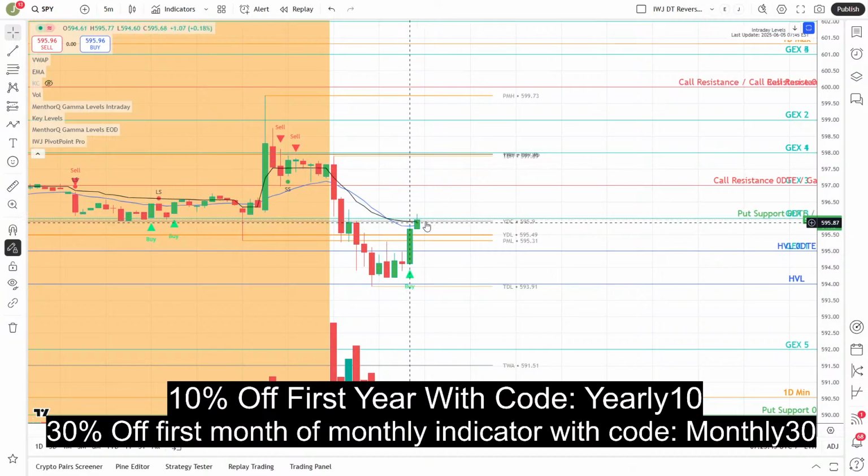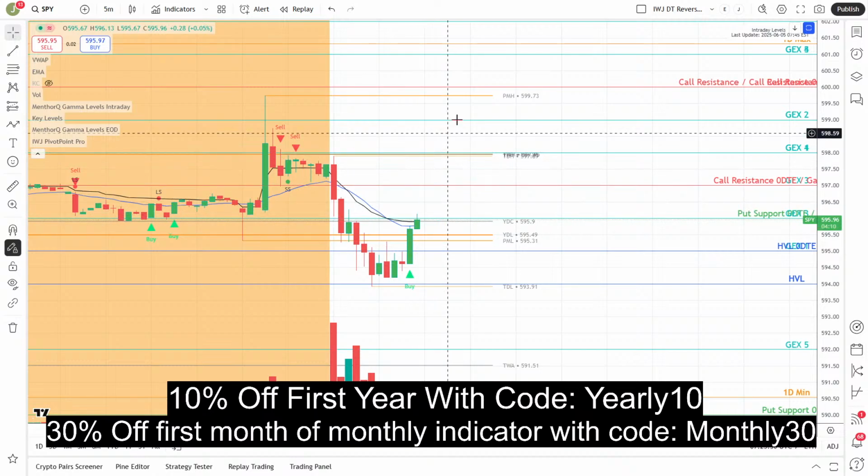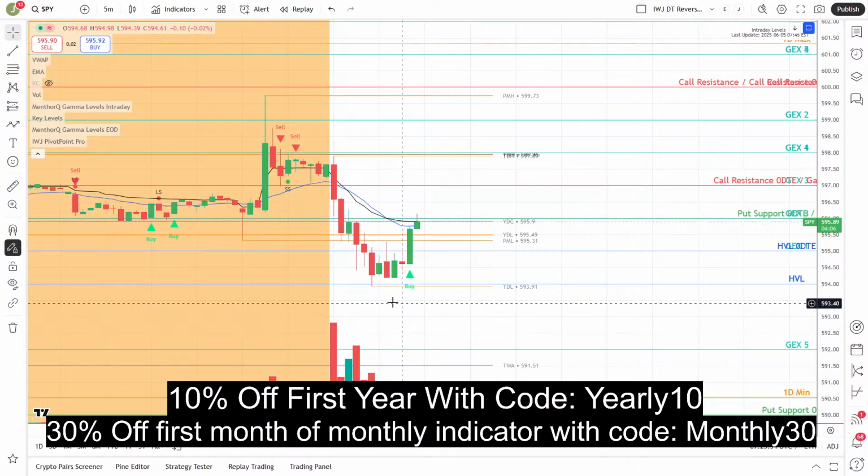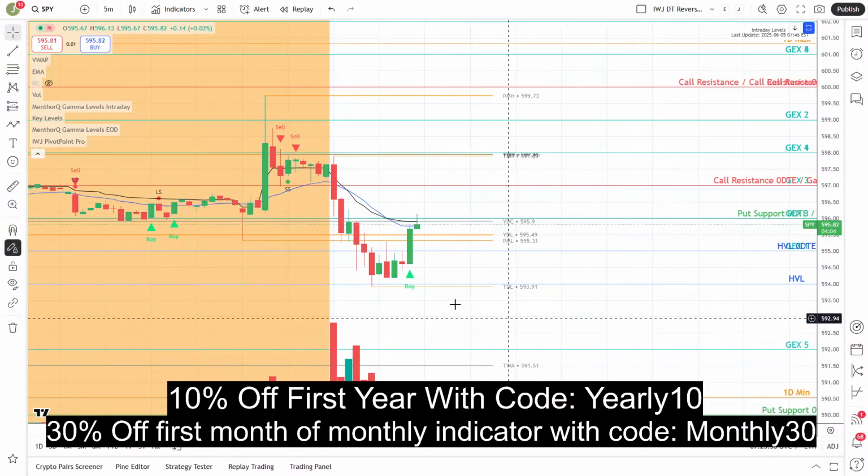So we're back testing VWAP and the 21. If they can stay positive through this, then we can run back up to the pre-market high, which they did not test at all. And if they reject here and come back down, then it's a trend day down.